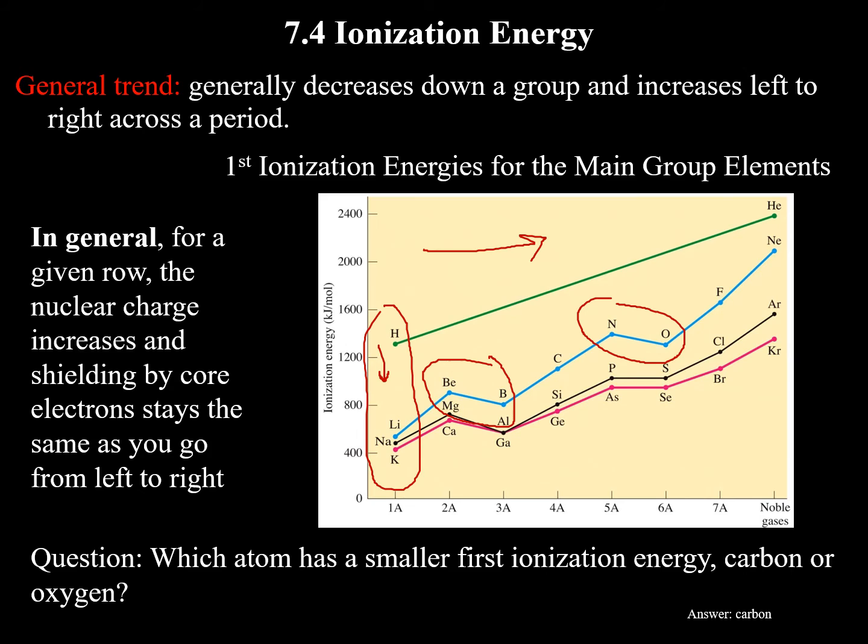The question to you: which atom has a smaller first ionization energy, the carbon or the oxygen? We can look here on our table, and we see that the carbon is less than the oxygen. So you can either understand the trend or understand why that's so in terms of the Z effective.